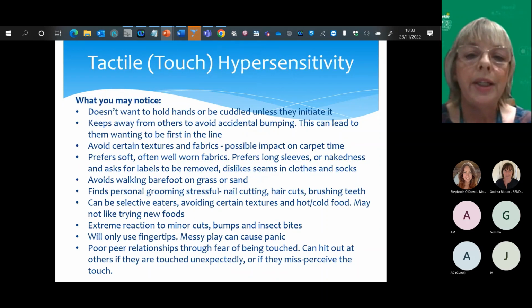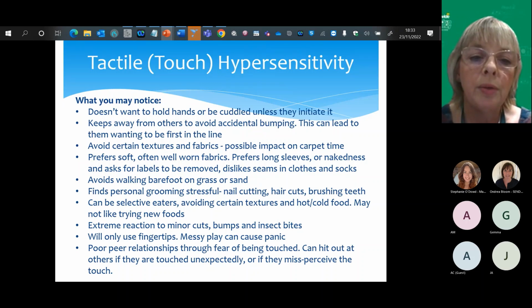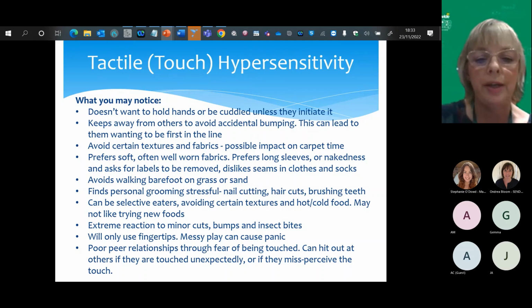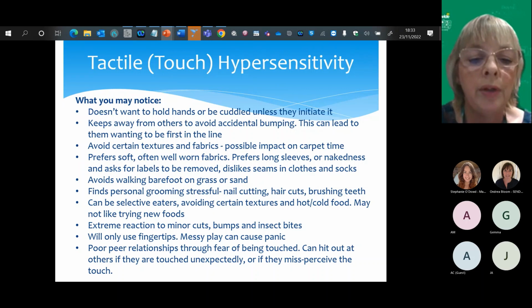Tactile hypersensitivity can have a massive impact on function. With tactile hypersensitivity, where the child is oversensitive, there's a long list here and you can read through it later of how it impacts on the child.